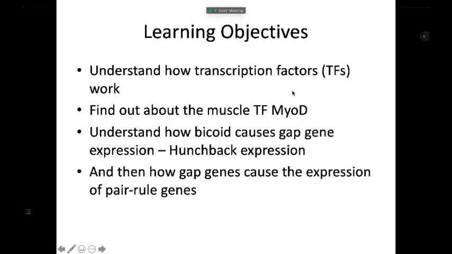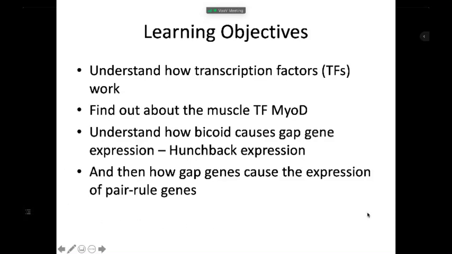We found out about the experiments with 5-azacytidine that were able to isolate the transcription factor MyoD, which is an important pioneer factor which binds regions of DNA which allow the transcription of genes that drive a cell towards a muscle fate. We understand how different affinity bicoid binding sites, low and high affinity, cause the expression of hunchback in different regions of the Drosophila embryo.